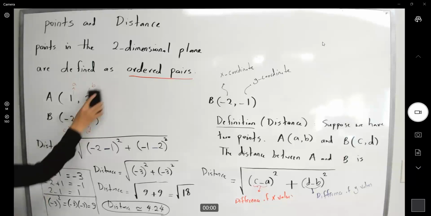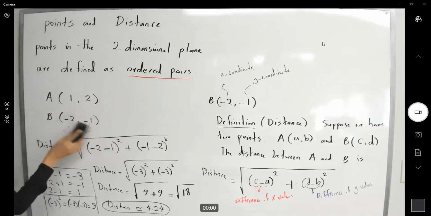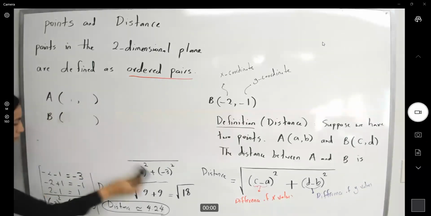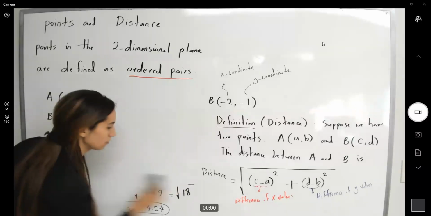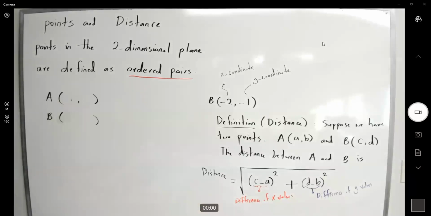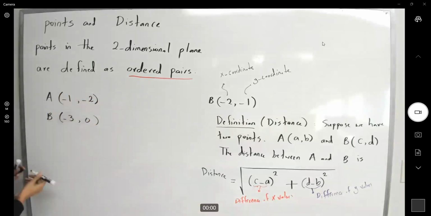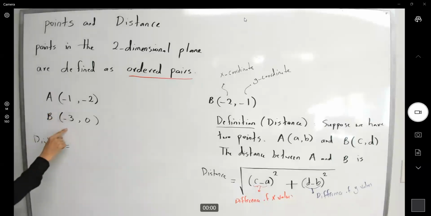Now, I ask you to find the distance between these 2 points. Now, I ask you to find the distance between -1, -2, and -3, 0. Please find the distance for me. The distance is perfect. So we're interested in finding the distance between these 2 points.